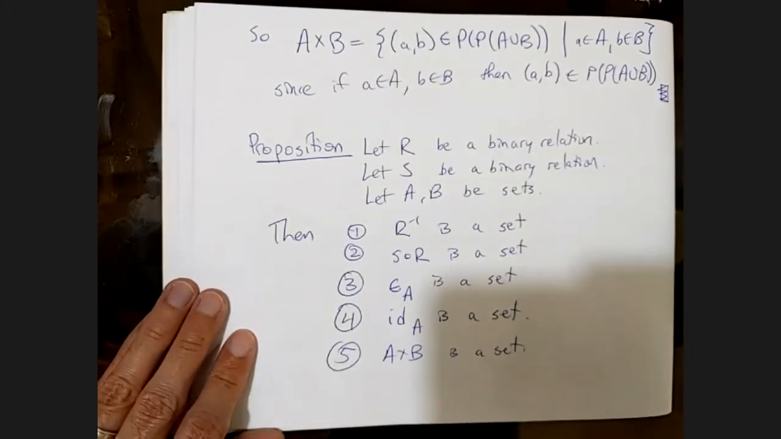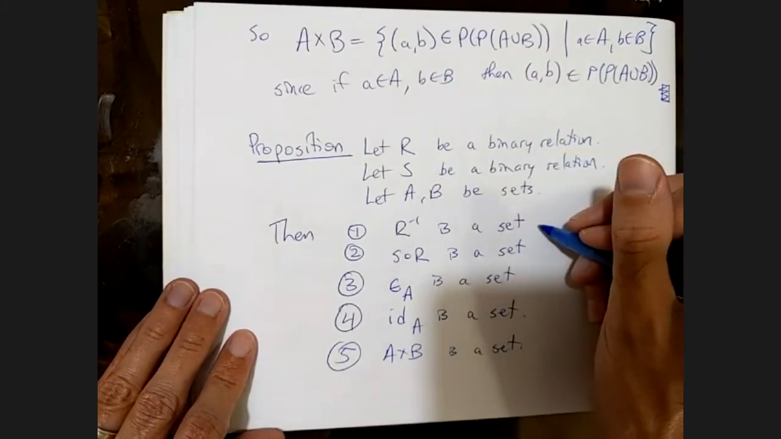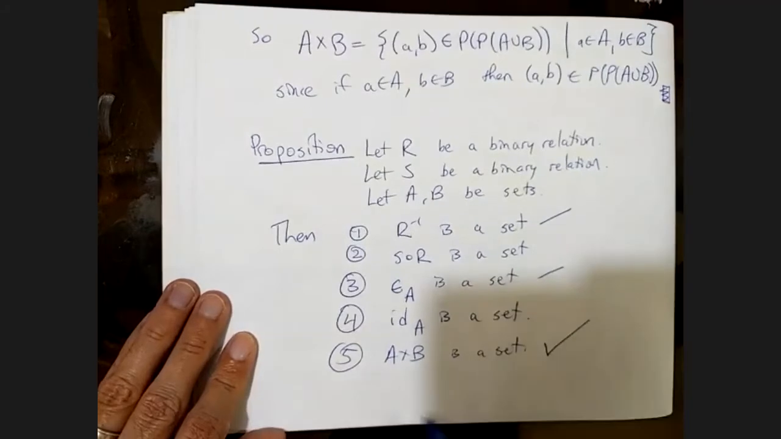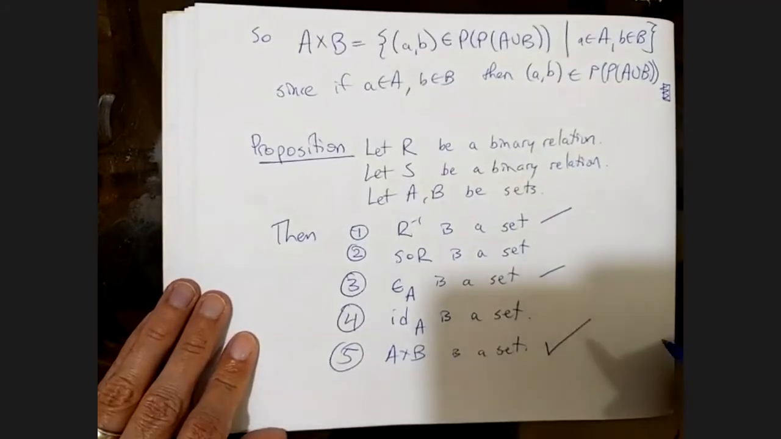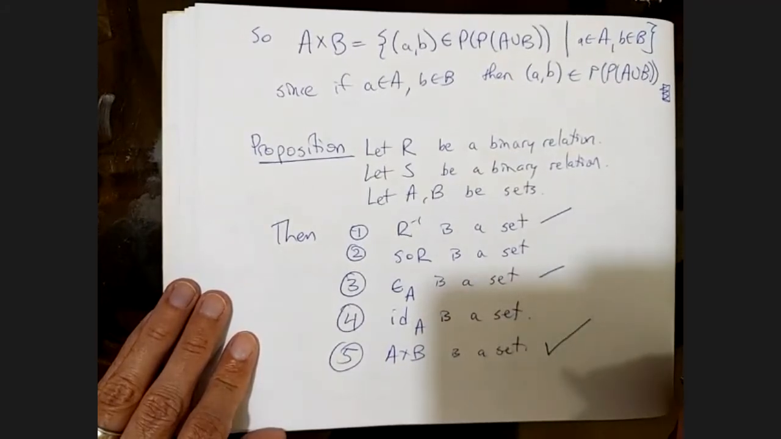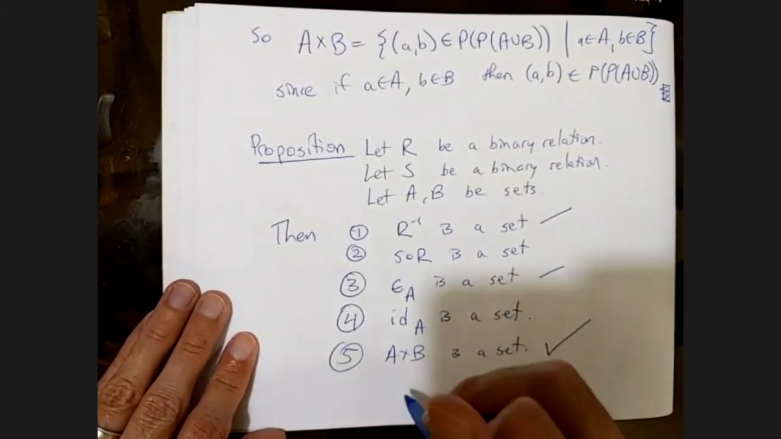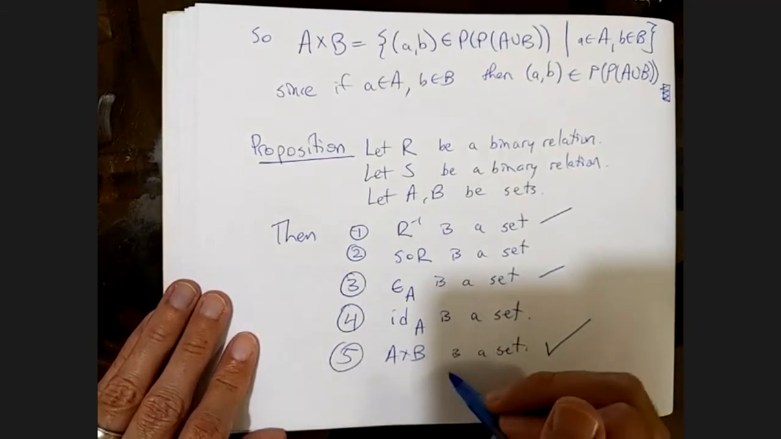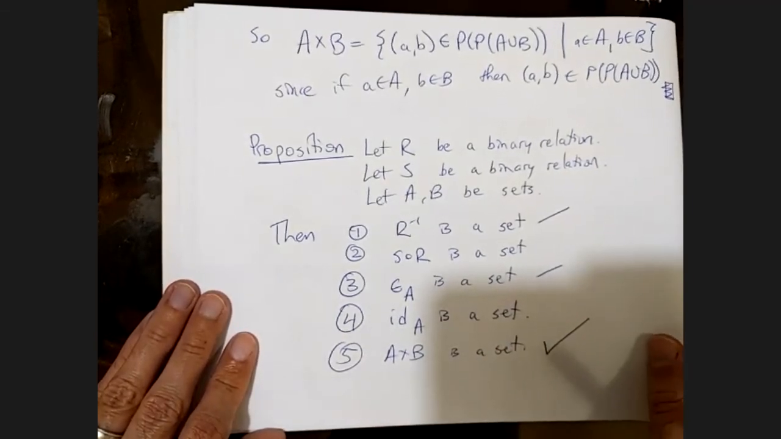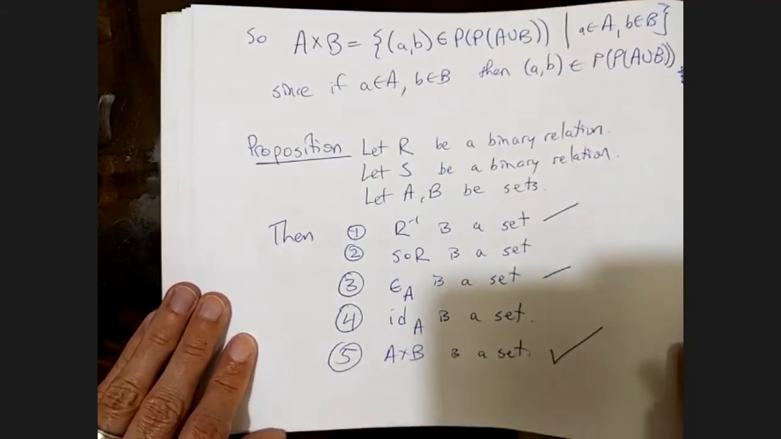And just to give us an idea of what happens, let's do 1 and 3. Of course, this fifth one was just what we proved. But let's try to tick off 1 and 3 just to see what happens. Again, it's just to use the fact that A cross B is a set if A and B are sets, and then use the axiom schema of comprehension. So let's start with R inverse.